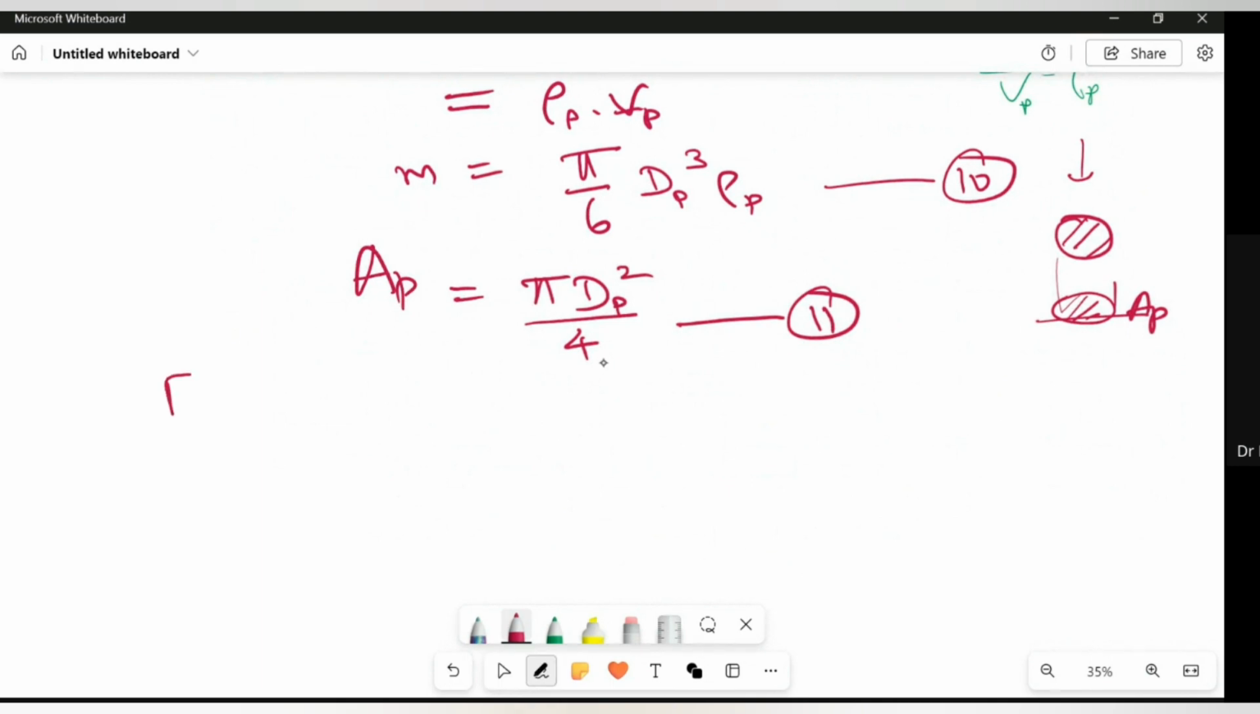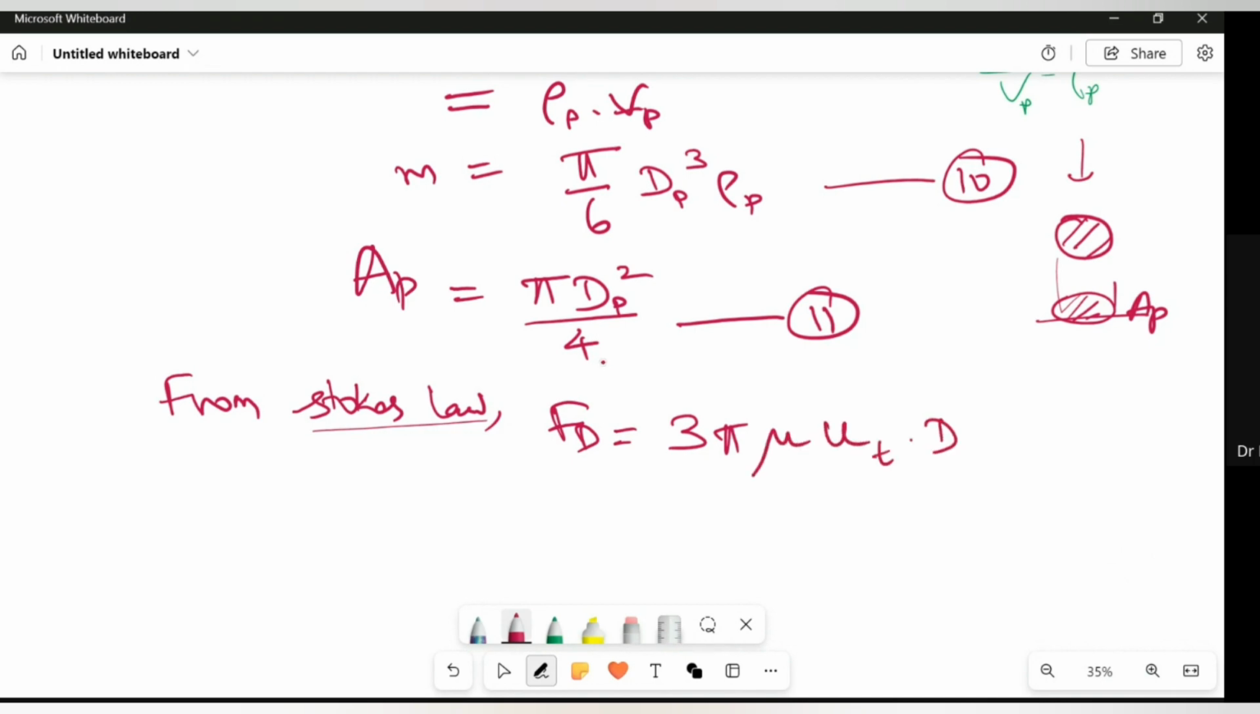Also, from Stokes law, we have drag force given by, there is another law which defines this drag force, but we are using the Stokes approach. So we use the definition given by them. So drag force equal to 3 pi mu ut into diameter of the particle.